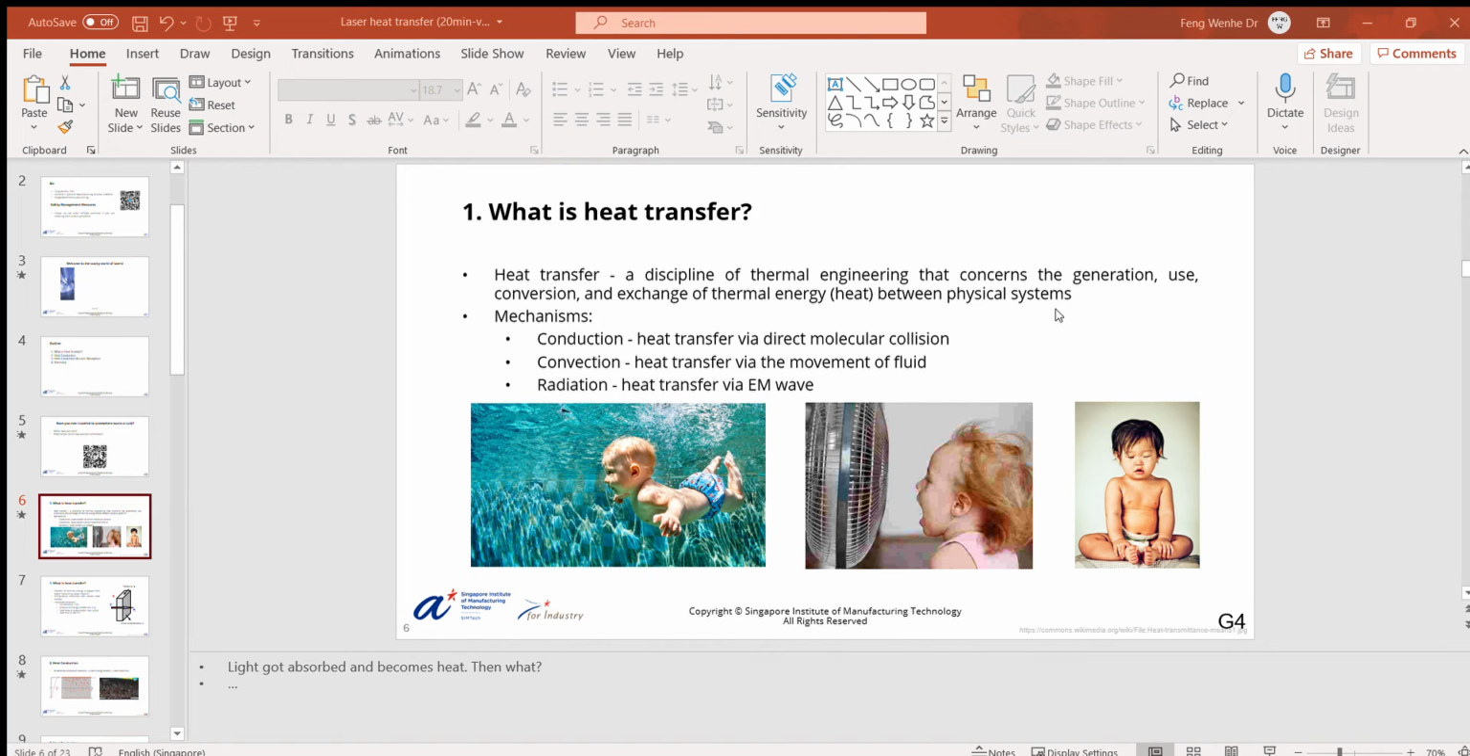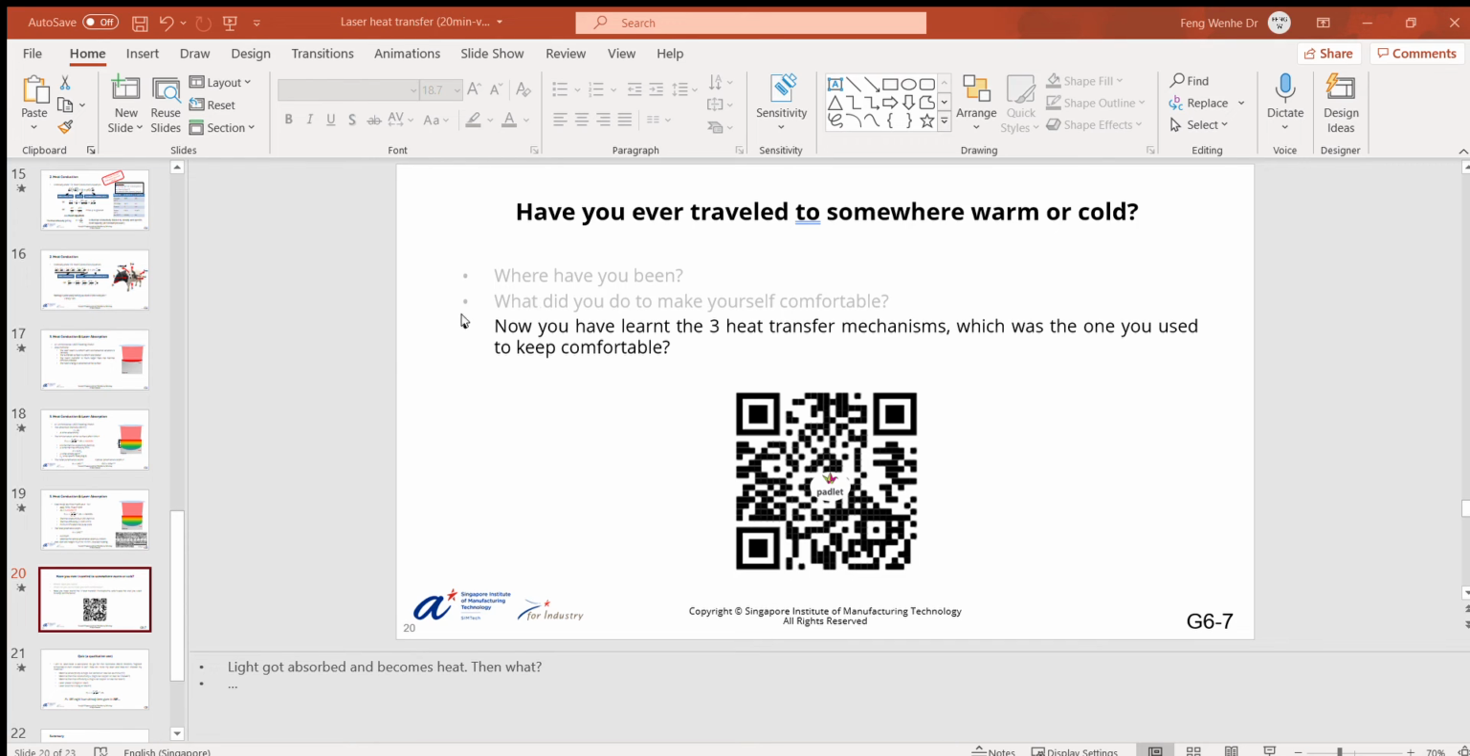Okay, so now you have learned 3 heat transfer mechanisms, and can you identify which was the one you used to keep comfortable? Okay, so I'll just nominate someone. So Xiying, you have been to UK, and was it cold, and what did you do? Yeah, I've been to UK myself, so what I do to keep myself warm, right? Very warm clothes and also social heat. Yeah, because usually there's always heat at school. Right. So wearing more, which one do you think is the mechanism you employed?